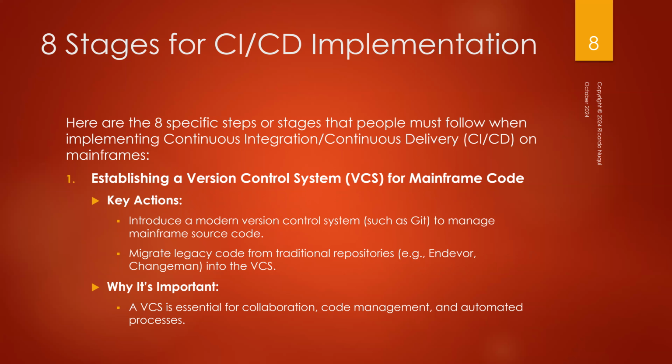The key action is to introduce a modern version control system such as Git to manage mainframe source code. Also, migrate legacy code from traditional repositories, for example, Endeavor or ChangeMan, into the VCS, ensuring that the entire team understands how to use it. Why is it important? A VCS is essential for collaboration, code management, and automated processes. It serves as the backbone of CI/CD pipelines, enabling continuous integration and version tracking.